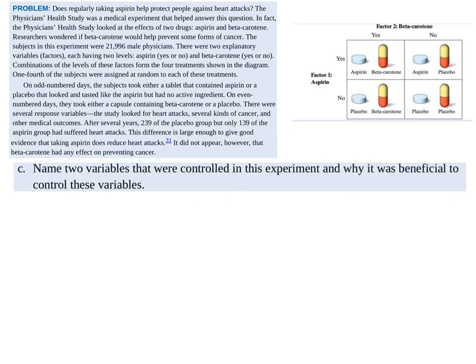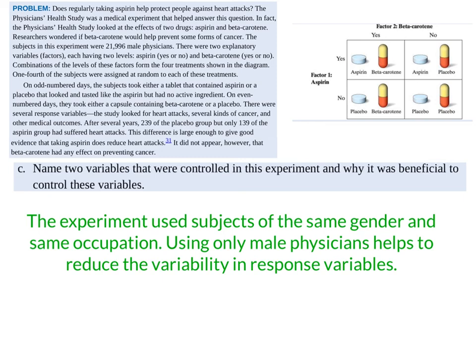Next up, let's name 2 variables that were controlled in this experiment and why it was beneficial to control these variables. Remember, we use control to help avoid confounding and to reduce variability in the response variable and in the results of the experiment. So in this experiment, they used subjects of the same gender and the same occupation, and using only male physicians helps to reduce the variability in response variables.